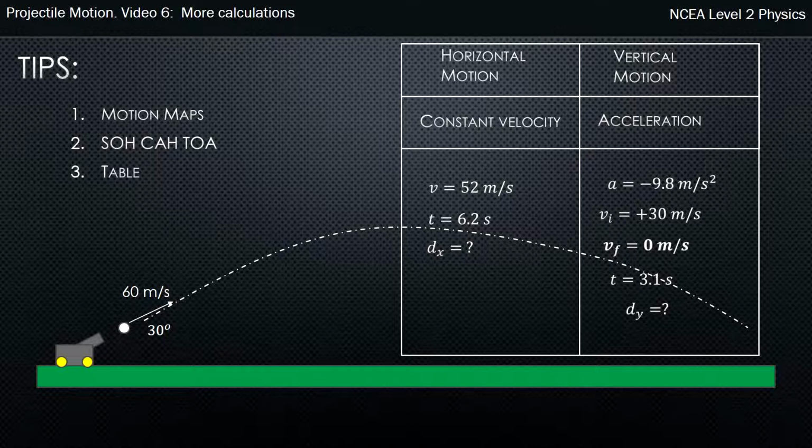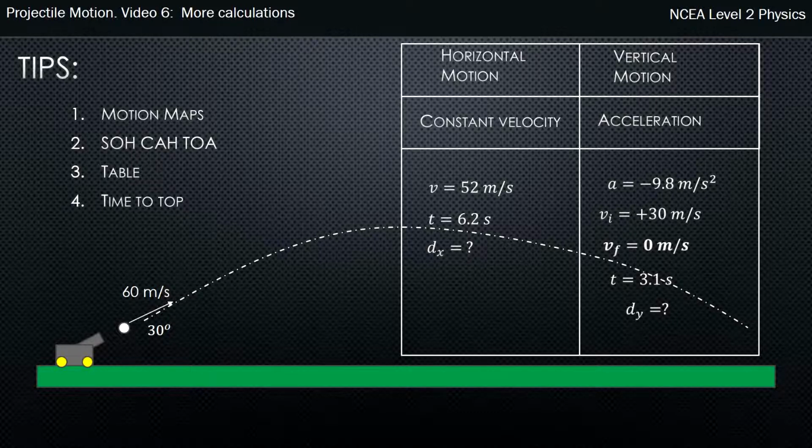The table, so many students that I've had use the table in practice, but when they get to an exam they just completely ignore it again. It's so useful to make sure you're not mixing information between the vertical and the horizontal, and getting this idea of constant and acceleration models for either horizontal or vertical is so important as well. So the table is so useful, and I really encourage you to use it.